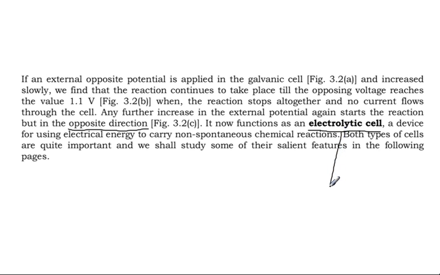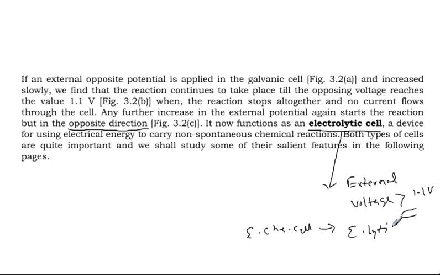Listen, for an electrolytic cell, what is the condition? External voltage should be given, and it should be more than 1.1 volts. Then the electrochemical cell is converted into an electrolytic cell. In the electrolytic cell, a non-spontaneous redox reaction occurs. In the electrochemical cell, a spontaneous redox reaction occurs. So these are the points to be remembered.